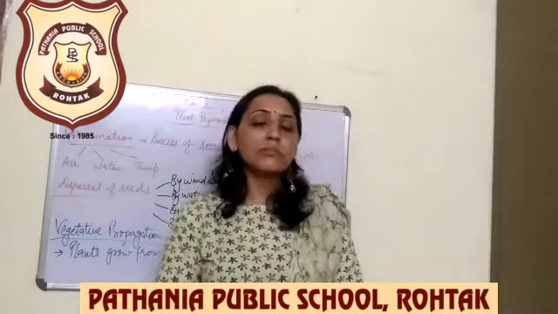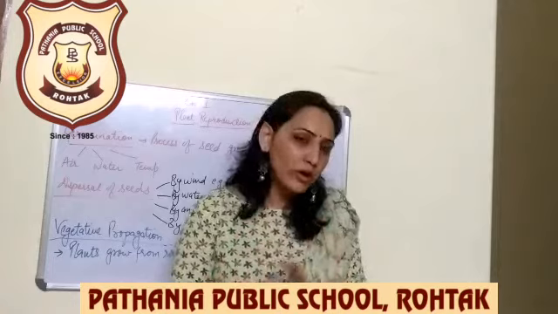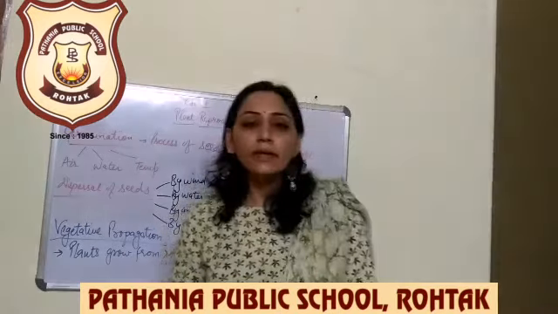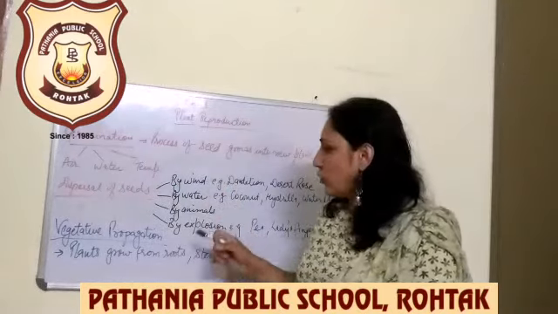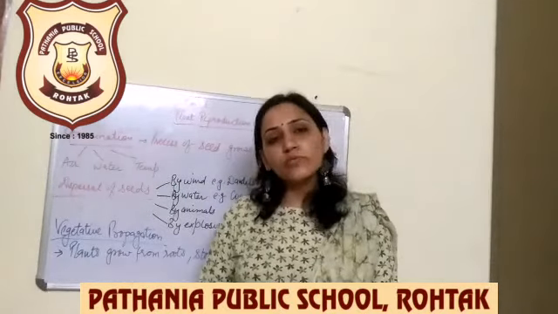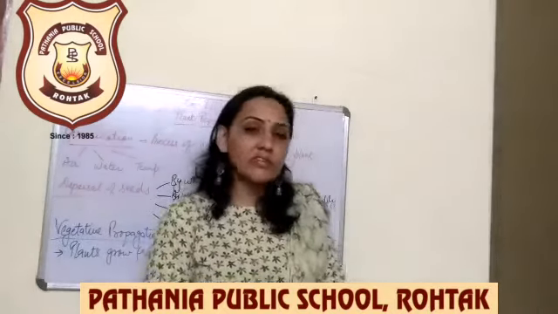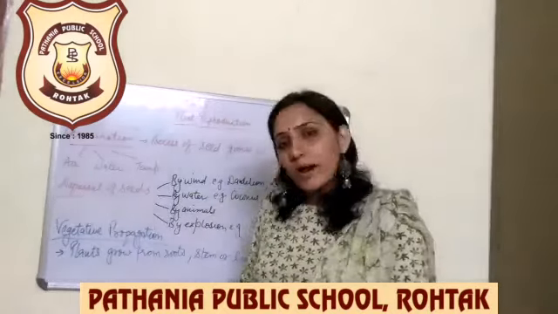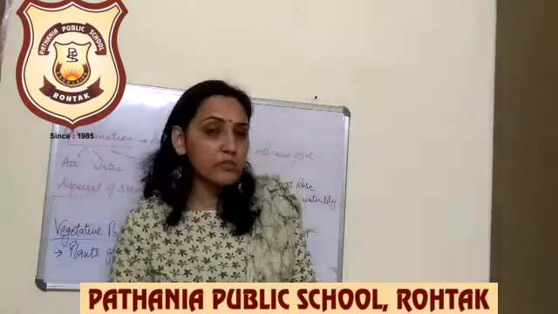By explosion means sometimes the seed gets dried up quickly, so the dried seed can easily be blown away from its mother plant. Examples are pea or lady's finger. So these are the four methods of seed dispersal. The next topic was vegetative propagation. What is vegetative propagation? When plants grow from the roots, stem or leaf, that is known as vegetative propagation.